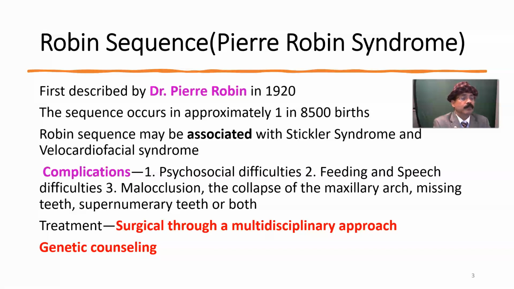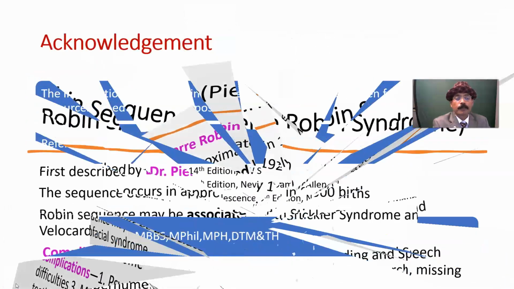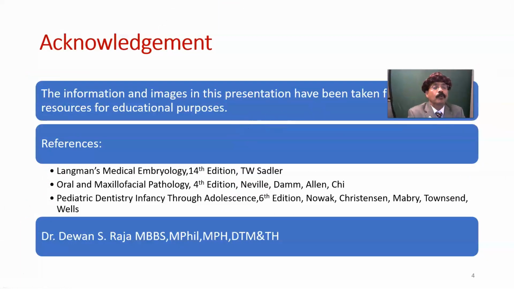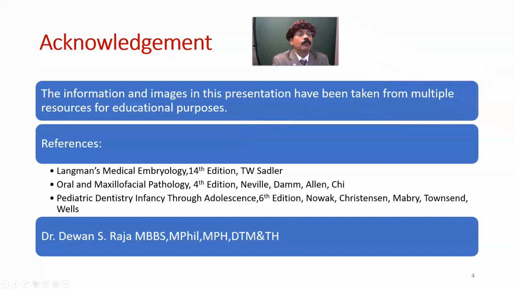So genetics is a factor, plus environmental factors like oligohydramnios, excessive flexion of the neck, and decreased amount of amniotic fluid are factors for the development of Robin sequence. Management is by surgery, by teamwork. And that's all about Pierre-Robin syndrome or Robin sequence or Pierre-Robin sequence.